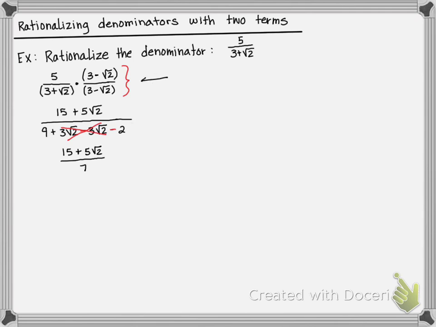So we are multiplying the numerator and denominator by the conjugate of the denominator.